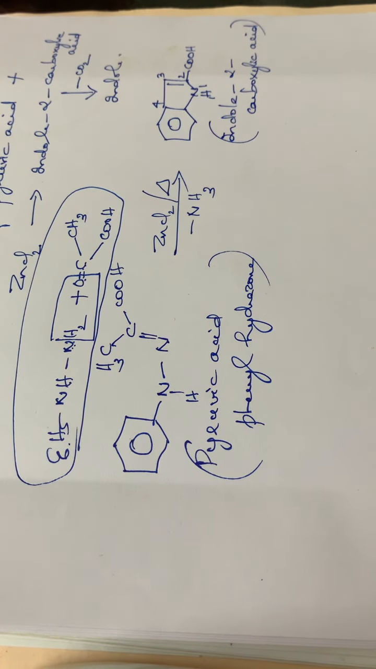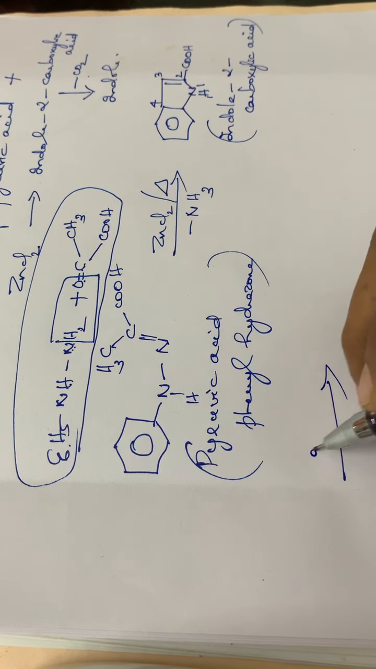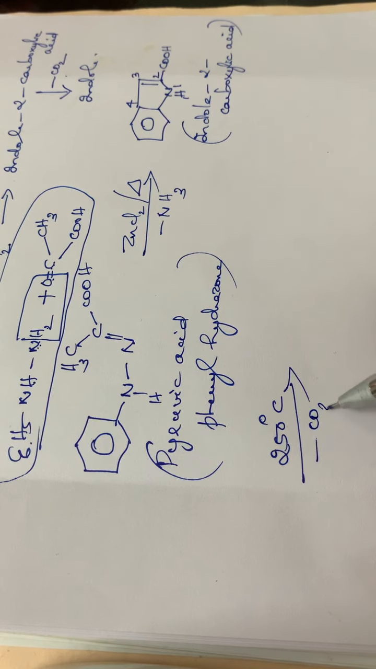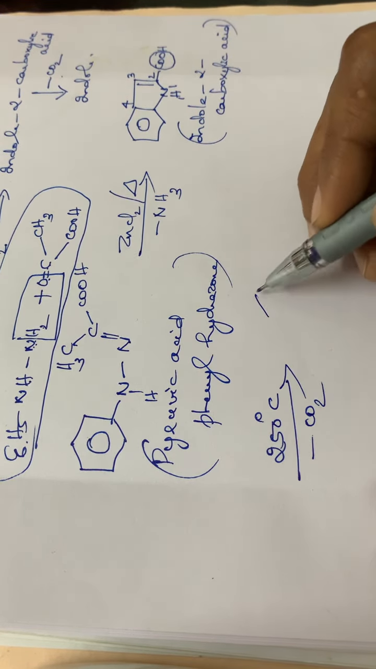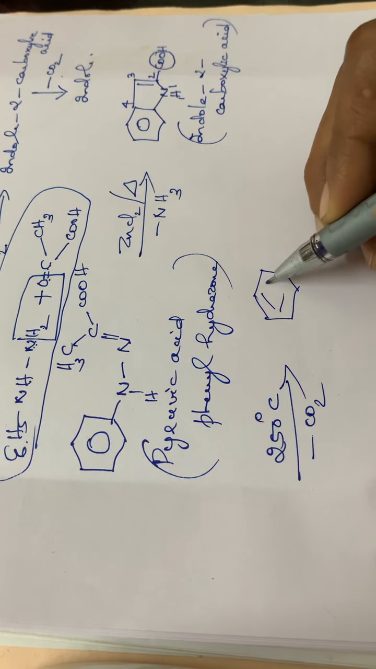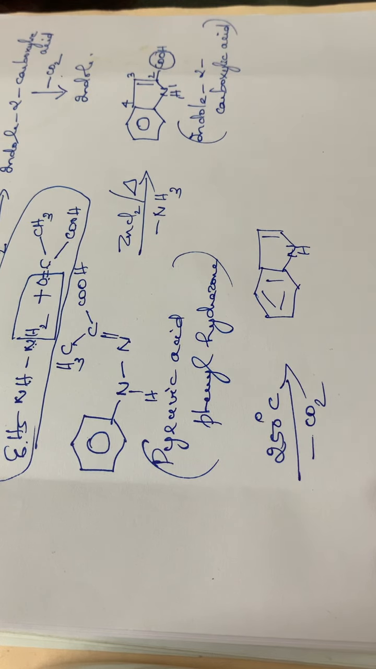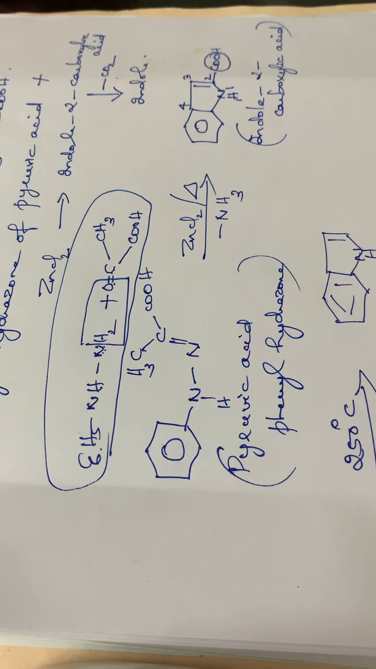Then again, what is the next step? Again decarboxylation, with 250 degrees Celsius heating. What happens? One molecule of CO2 will be eliminated. So the product will be NH, and so on. This compound is indole. So this is the method of preparation of indole from pyruvic acid phenyl hydrazone.